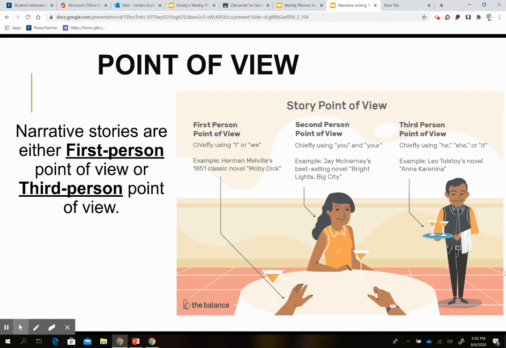Next, we have point of view. Narratives have point of view, and narratives are told in first and third person. First person point of view is going to be chiefly using I or we, and third person point of view is going to use he, she, or it. You also have a second person point of view, but that is usually used when giving instructions and not necessarily in novels.